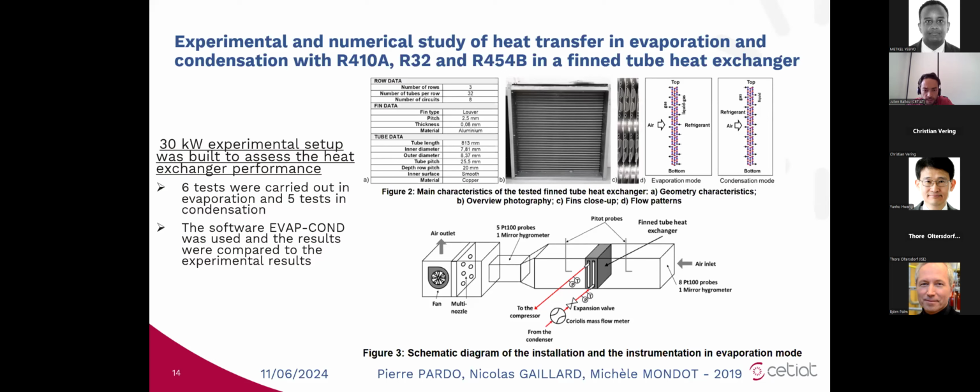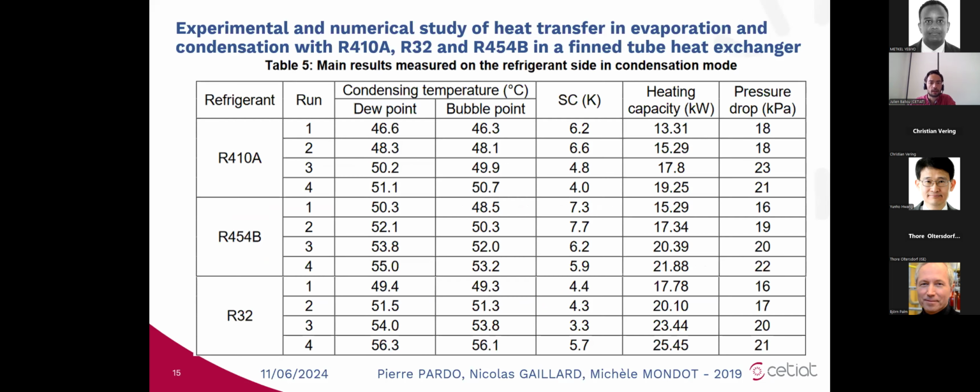As you can see below, it was made by some colleagues who are not working at CETIAT anymore. Some of them retired. But if you need some information about that, we can give it to you afterwards. The idea was to compare the properties of the different refrigerants to find the best candidates that will involve the fewest changes.